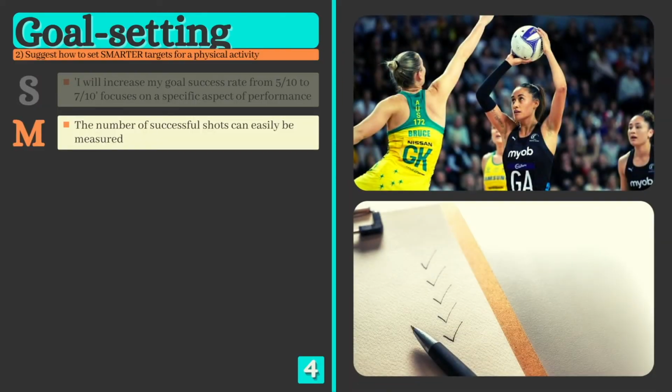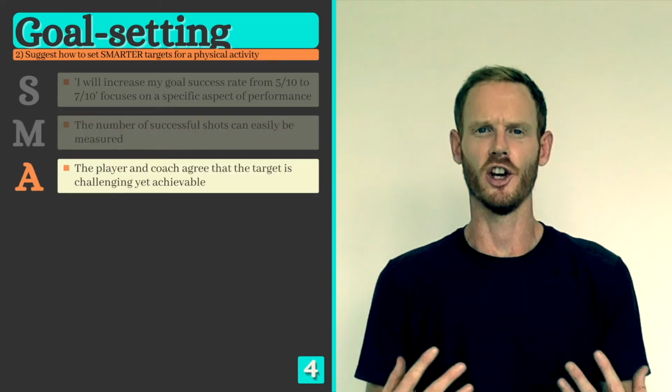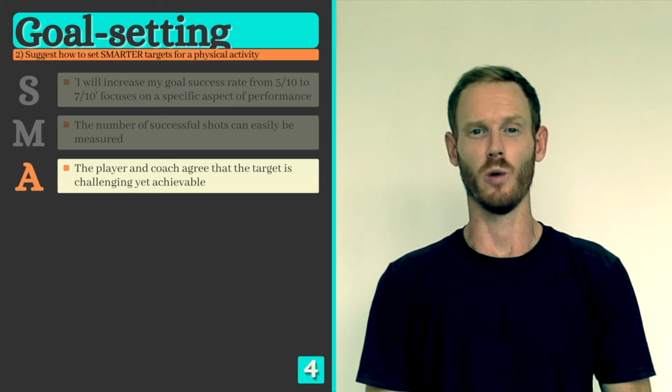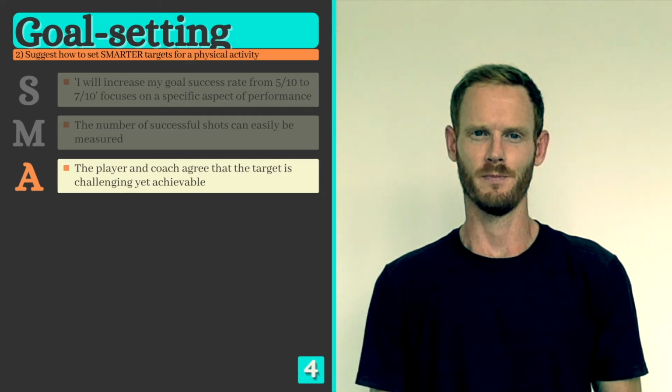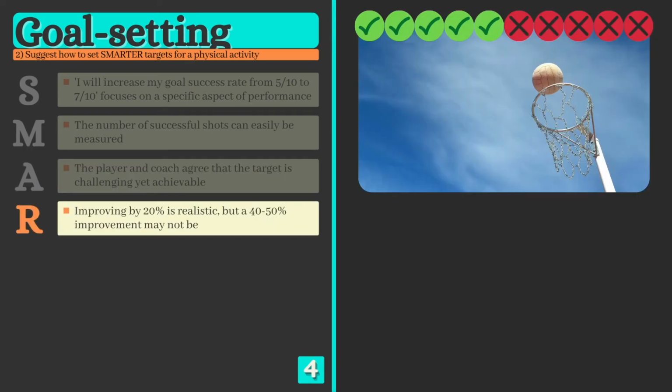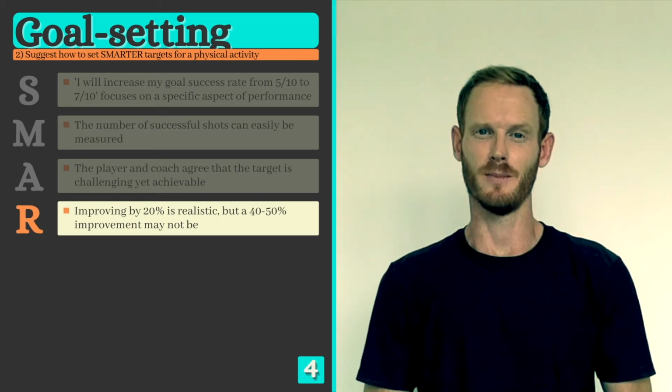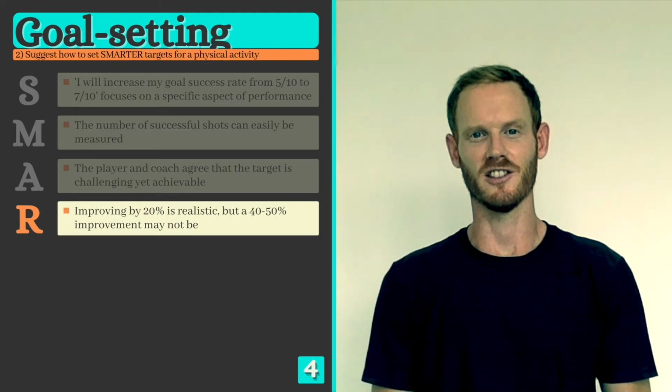It can also be measured, as it's easy to record the percentage of successful shots made. The goal was discussed first, and both the player and the coach agreed that the goal was challenging yet achievable. The goal is also realistic, as the player is only attempting to improve their goal success rate from 50% to 70%. If, by comparison, they were to aim for a 90% success rate, they'd likely be unsuccessful.